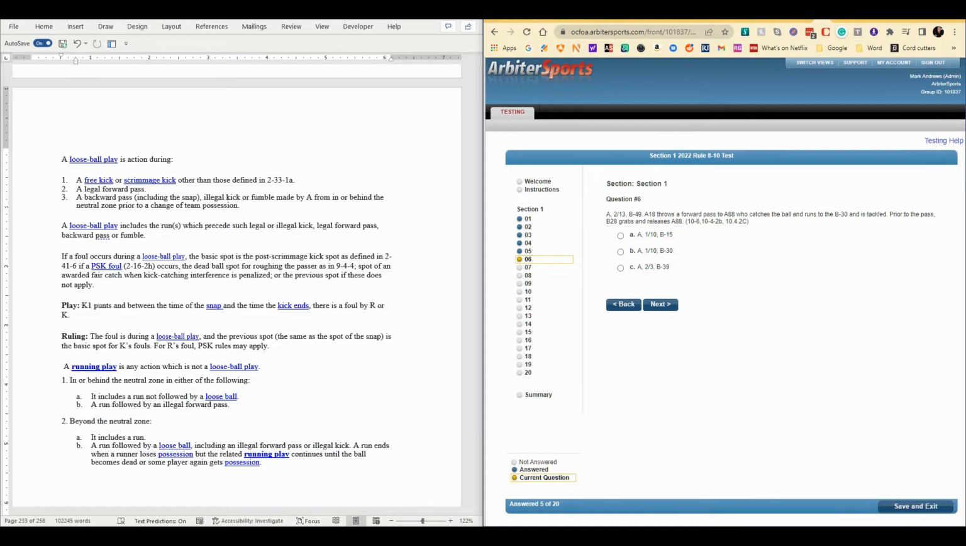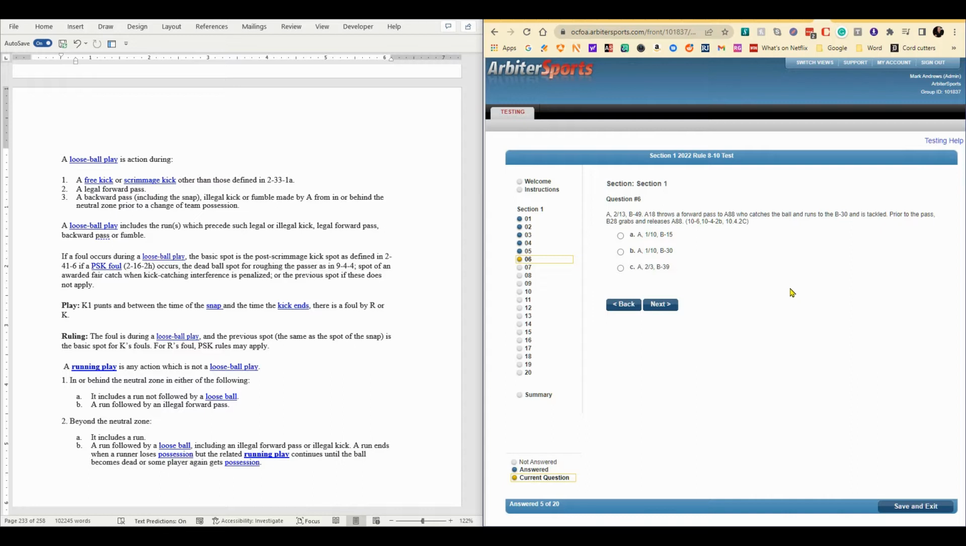Question number 6. A second and 13 at the B49. A18 throws a forward pass to A88, who catches the ball and runs to the B30 where he is tackled. Prior to the pass, B28 grabs and releases A88. It's very similar to the previous question, but it's not. Here the foul occurs while the ball is still in the passer's possession. At that point, it's a running play, but he does eventually throw it.